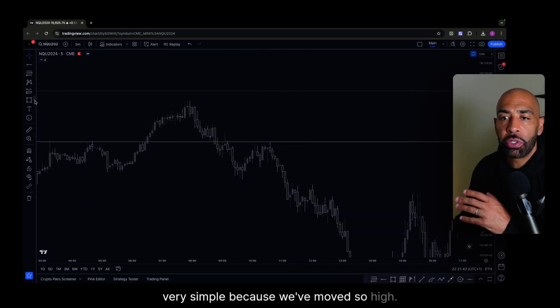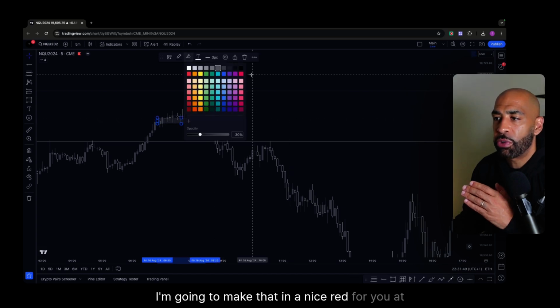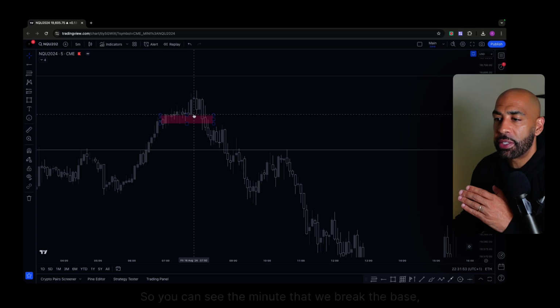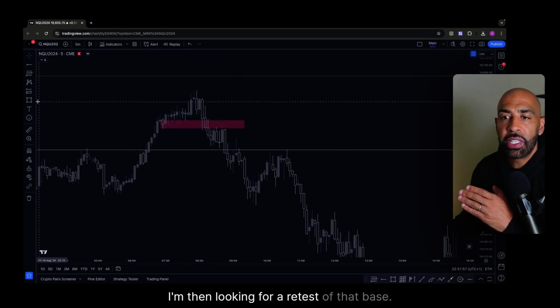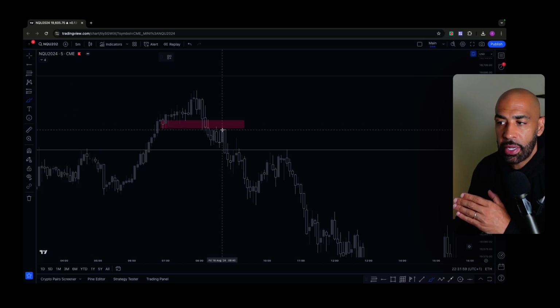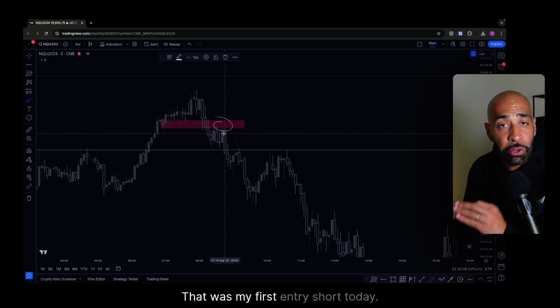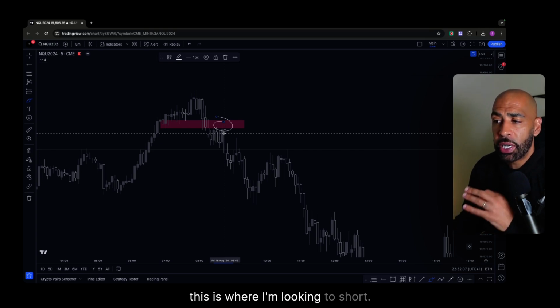Because we'd moved so high, this was the riskier trade. We broke a base just here. I'm going to make that a nice red for you at the moment so you can see. The minute that we break the base, you can see just here, okay, I'm then looking for a retest of that base. And you can see just here, there's my retest of the base. That was my first entry short today. I told everybody in the community, this is where I'm looking to short.